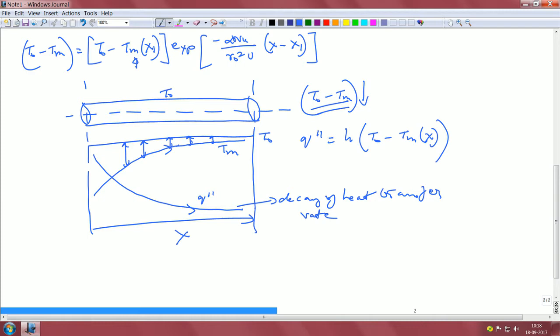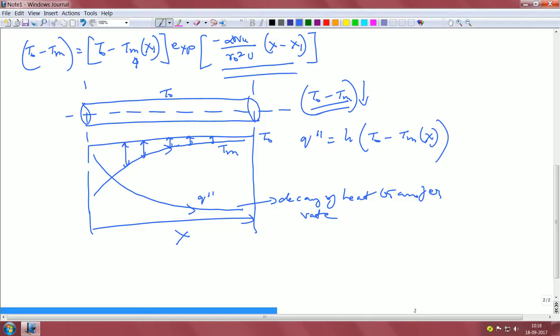Okay. So, basically what happens is that the mean temperature increases till it approaches the wall temperature. Of course, it is never quite true because it is an exponential relationship. So, it never quite becomes equal, but the difference slowly and steadily goes down with x. That is what you can see from this particular expression, because it is an exponential term involving x, right.